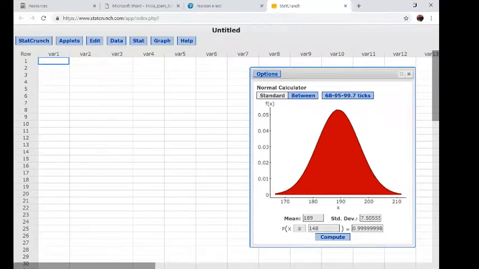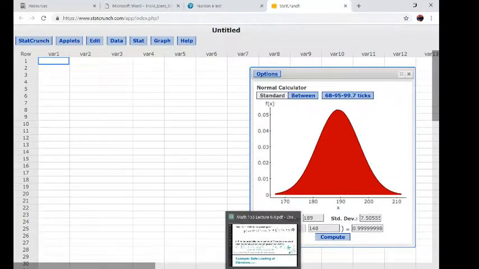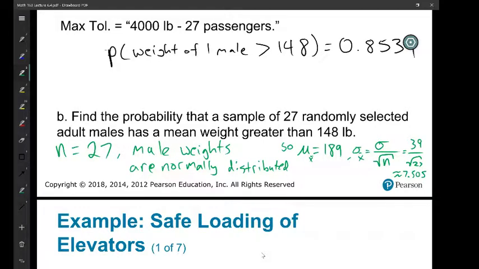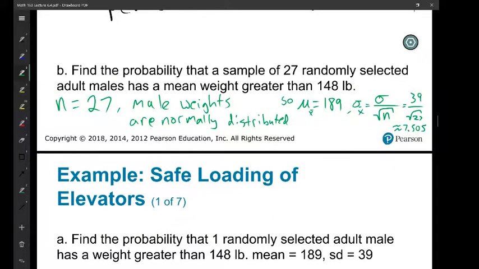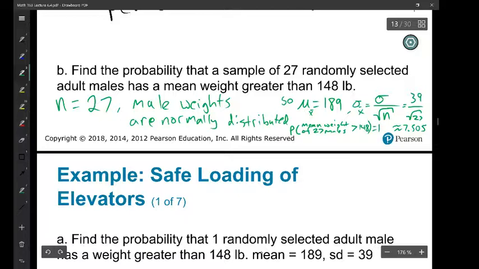And then compute, and it's virtually certain, 0.99999. So we can just round that to 1. So the probability that the mean weight of 27 males is greater than 148 is 1. Virtually certain.